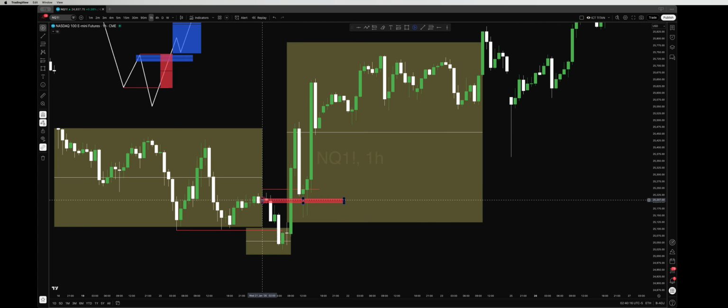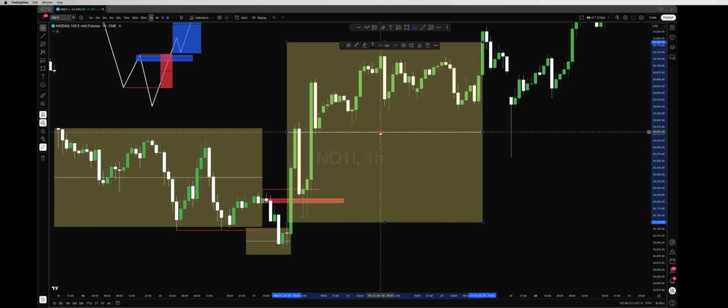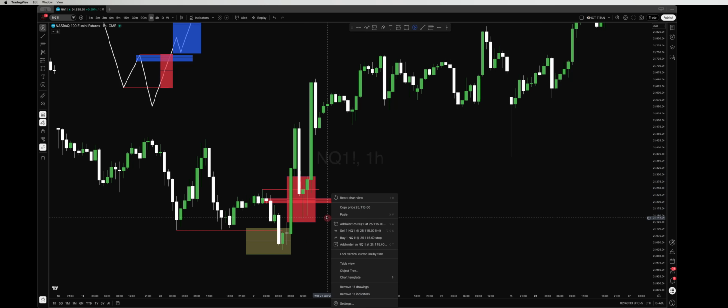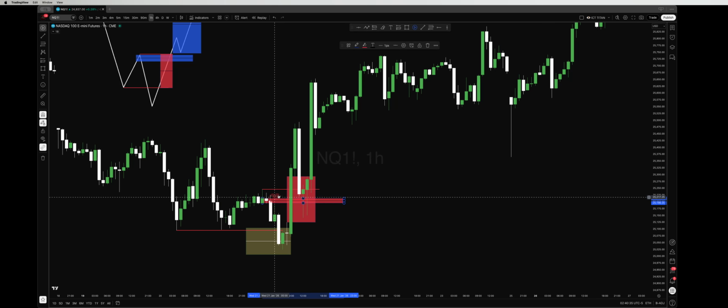So now, if this is the breaker, you have the imbalance right here. You see this imbalance? Let me delete this, and just this is the manipulation move. So keep an eye on that. Now you have a fair value gap, okay, which is this, right? And you have a breaker. So what happened here? This imbalance is a BC. That means buy side imbalance, sell side inefficiency.